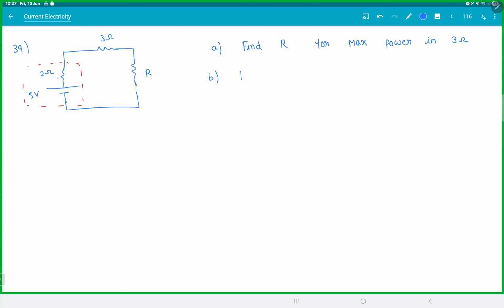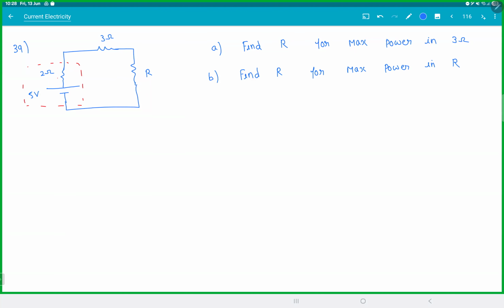The question should have been this: find R for max power in R. Then you can use the maximum power transfer theorem. Are you getting the difference between both the questions? I'll give you the first one, but you'll do the answer for the second one, and that option will be there. So how do we do this?